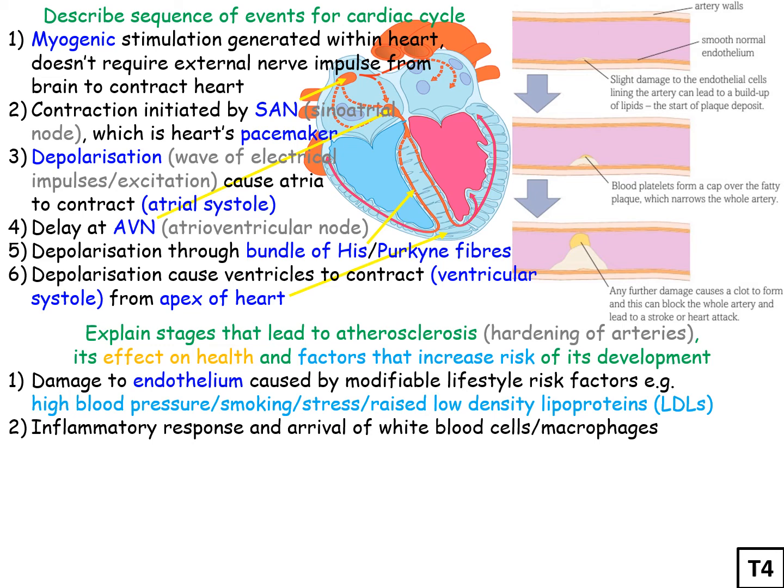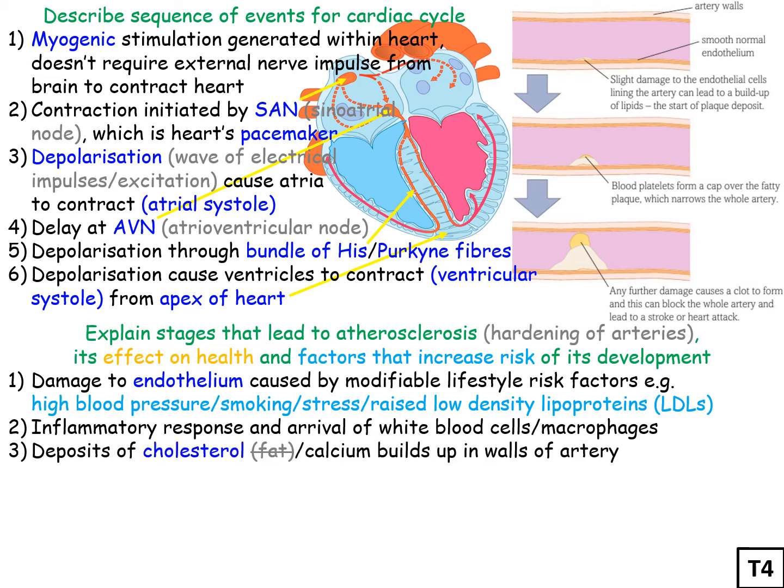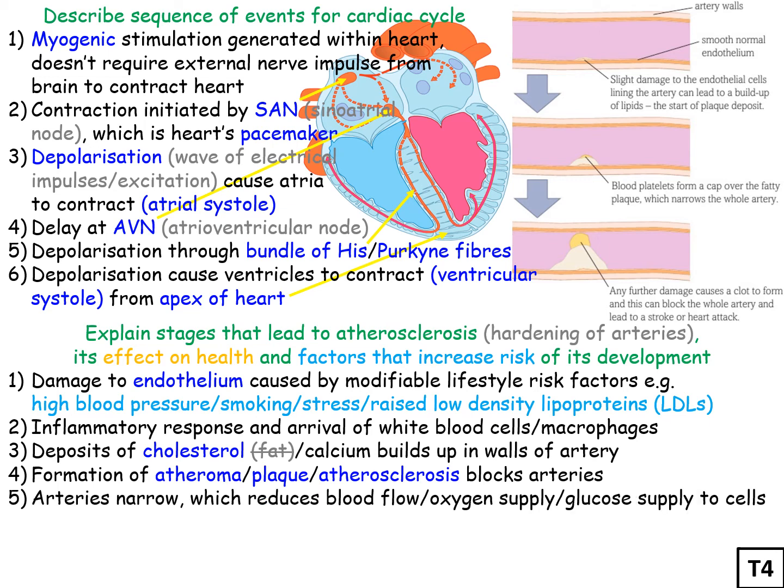This causes an inflammatory response, and white blood cells or macrophages then arrive at the location, and they cause deposits of cholesterol or calcium to build up in the walls of the artery. This forms atheroma or plaque, or atherosclerosis, which then blocks the arteries. The arteries narrow, which reduces the blood flow, the oxygen supply or the glucose supply to the cells.